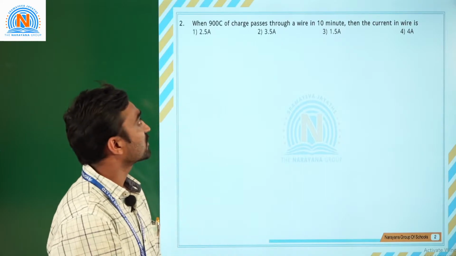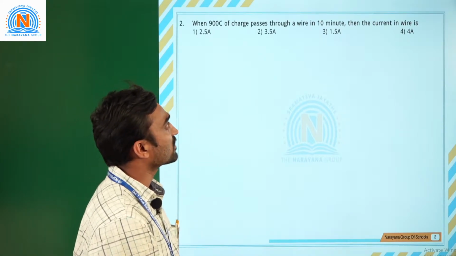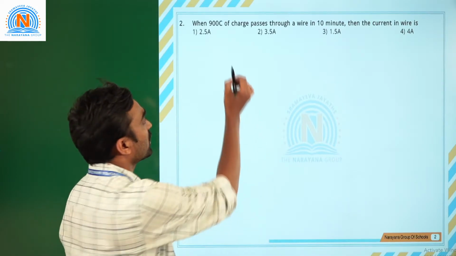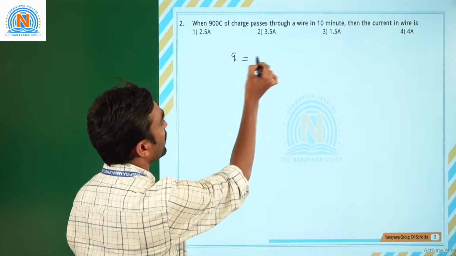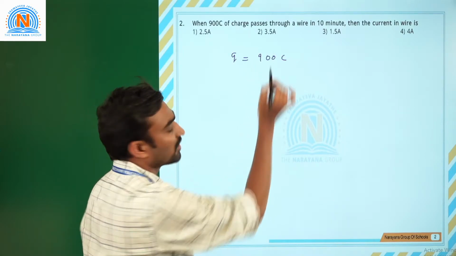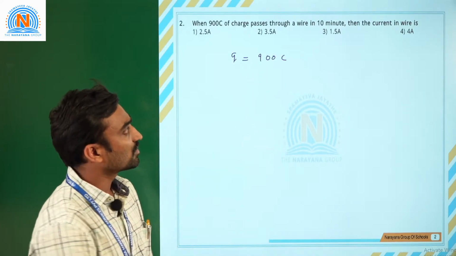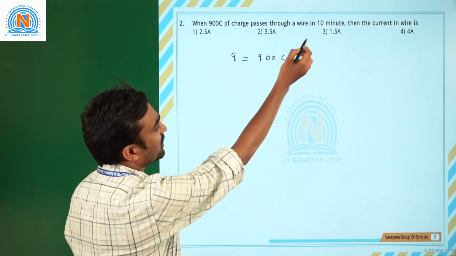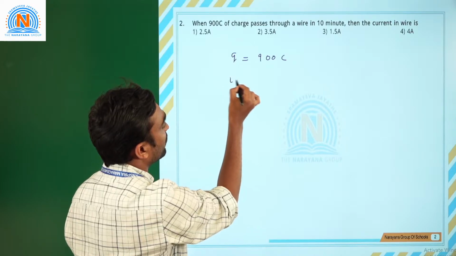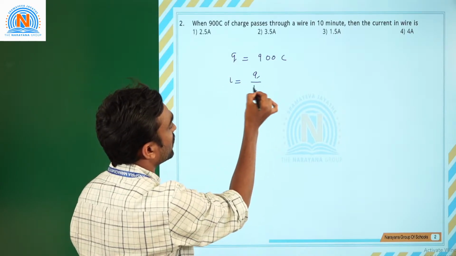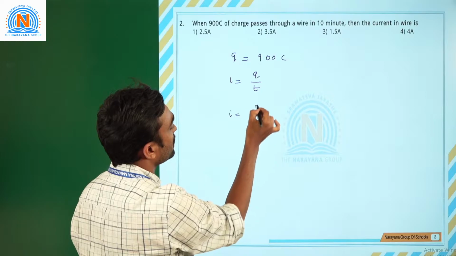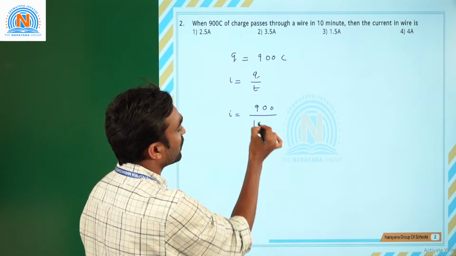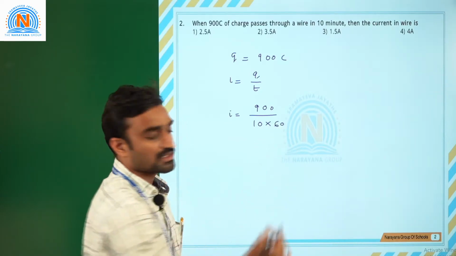Now, in this question, when 900 coulombs of charge passes through a wire in 10 minutes, then the current in the wire is. So the amount of charge that is passing through the wire is given as 900 coulombs. They are asking to find the current. So the current is passing through some cross section of the wire, taking 10 minutes. So we have to find the value of current, that is I equal to Q upon T. So I equal to how much charge is flowing? 900 coulombs. How much time is it taking? 10 minutes. Convert the 10 minutes into seconds, that is 10 into 60 seconds.